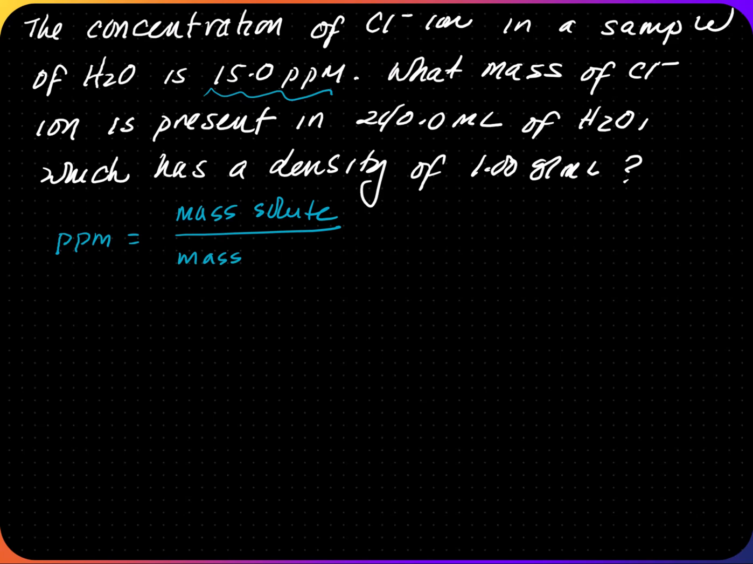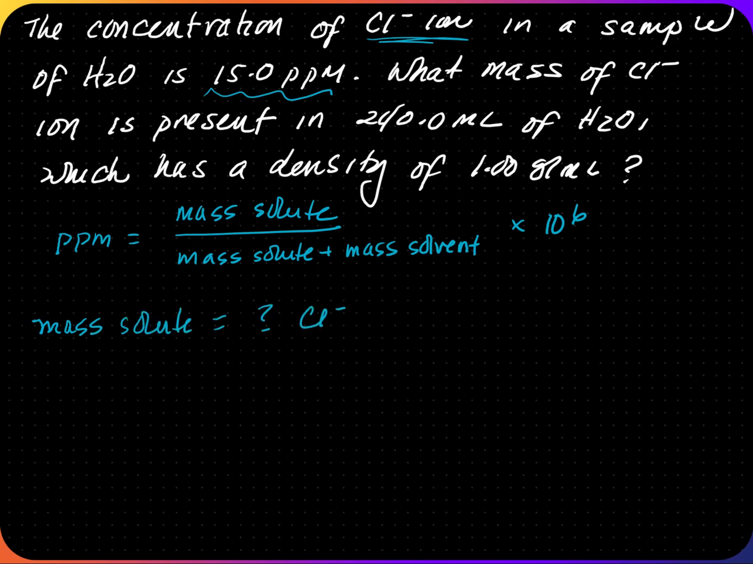Since I don't know the mass of the solute, this is going to be mass of solute plus mass of solvent times 10 to the 6th, because this is parts per million. Cl minus is my solute. The mass of solute that I am looking for here is my Cl minus ion. So I also need the mass of my solvent here.